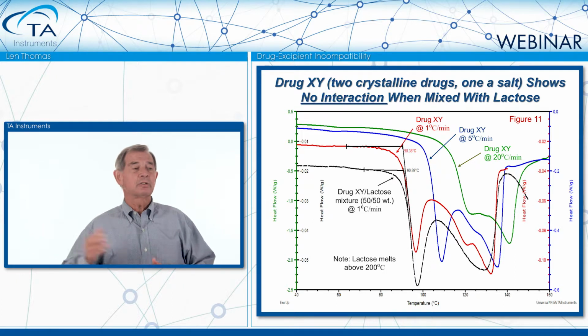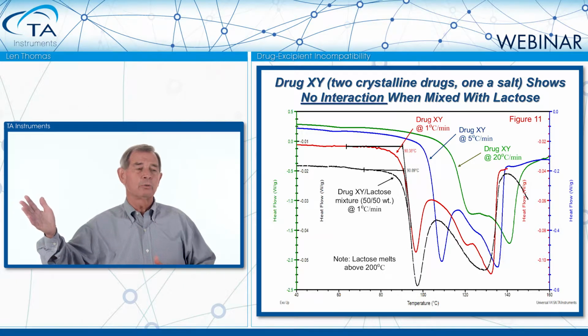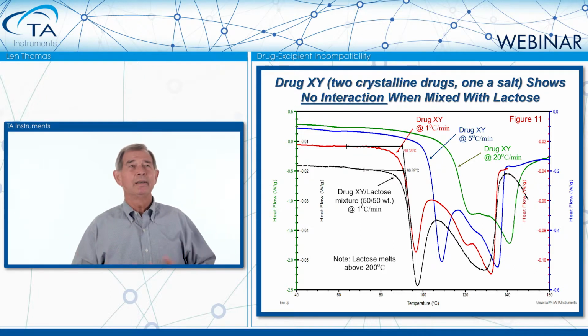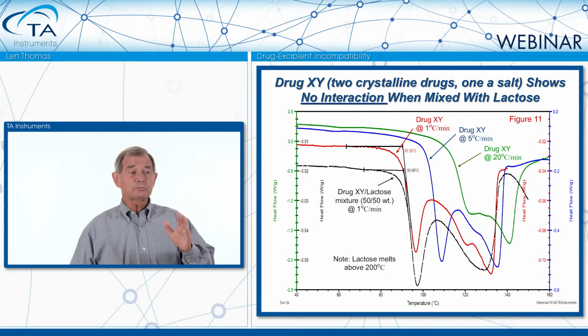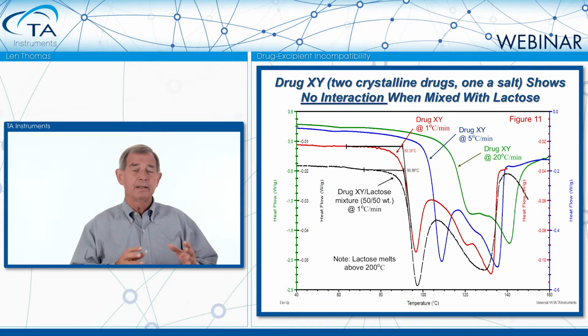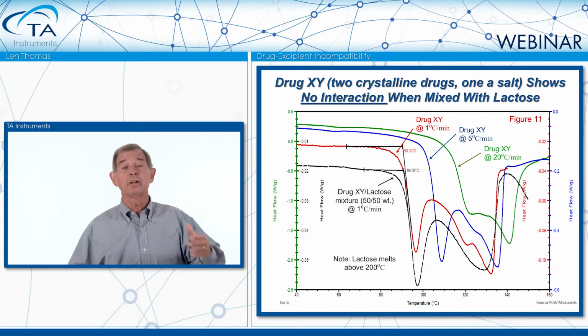When we looked at the lactose, it melts above 200 degrees, so we really didn't care what was happening up there with the lactose, although I think we did the experiment at multiple heating rates, and it too goes through apparent melting, but it's way up there in temperature. So what we did was take the ground tablet and take a 50-50 weight mixture of the ground tablet with lactose. Now the question is, do one of those excipients, or one of those drugs interact with lactose? And that's our black curve here.